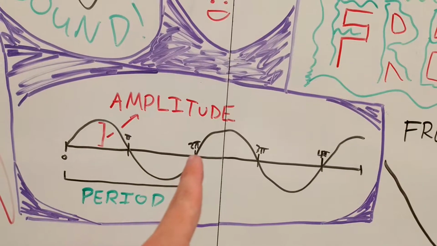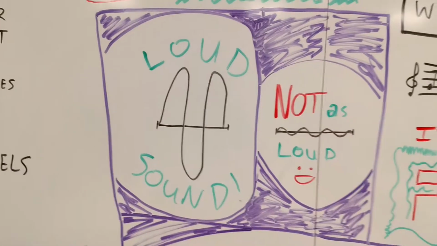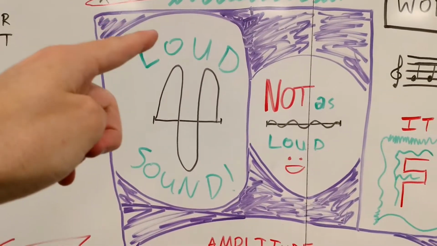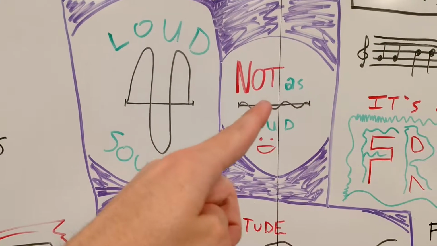Up, down, it repeats itself there. Again. So when you change the amplitude of a wave, how high it can get, it gets louder. When you make it smaller, it gets softer.